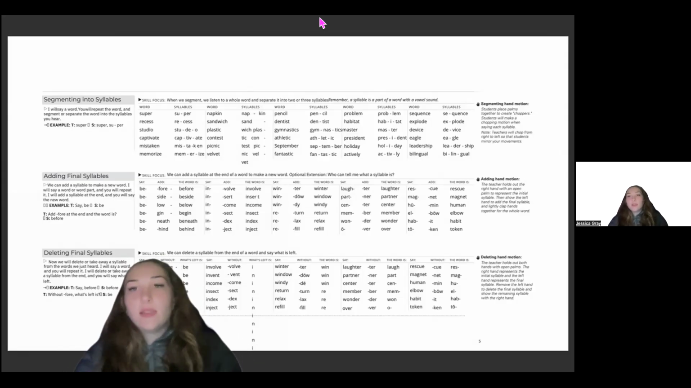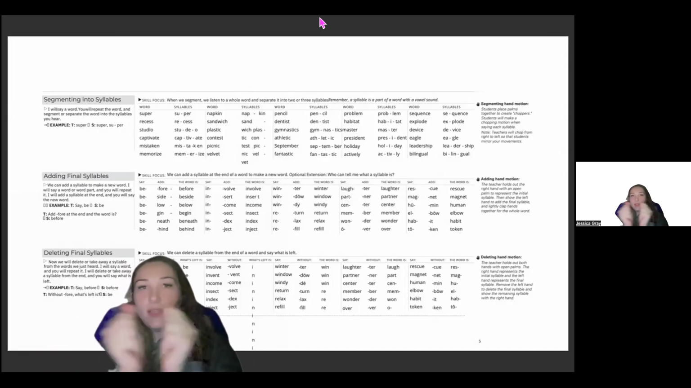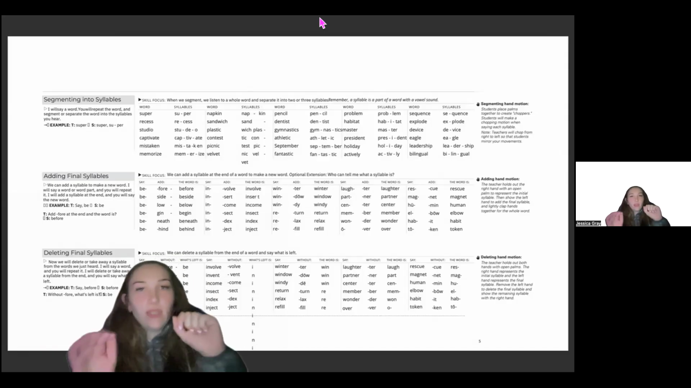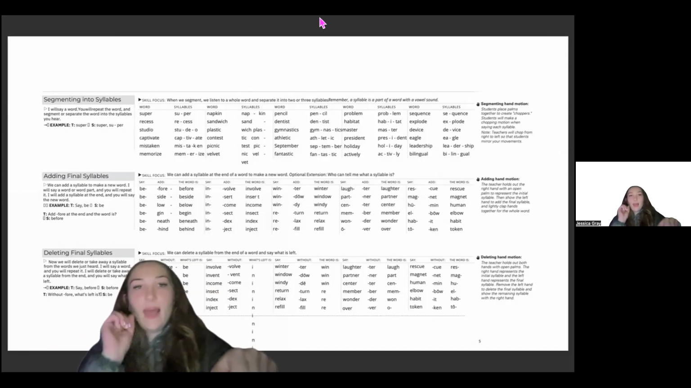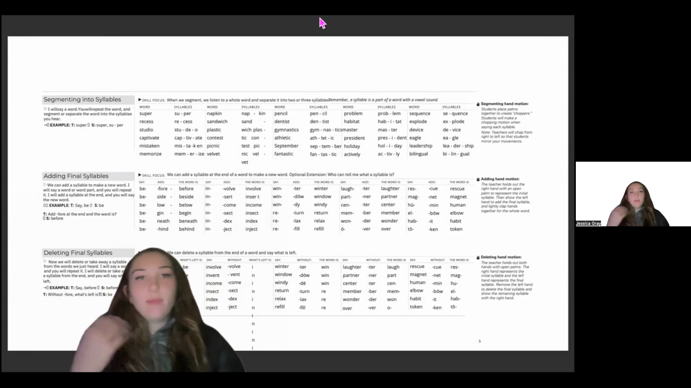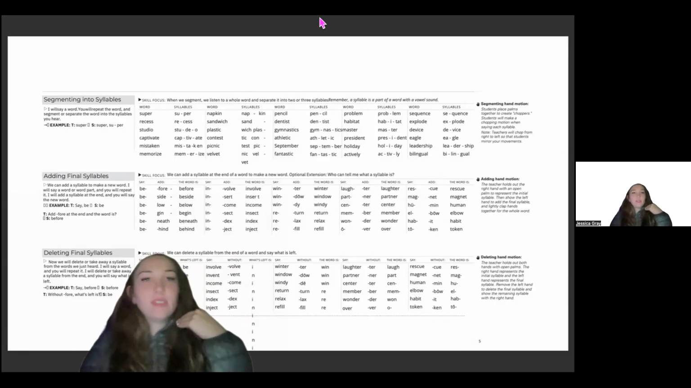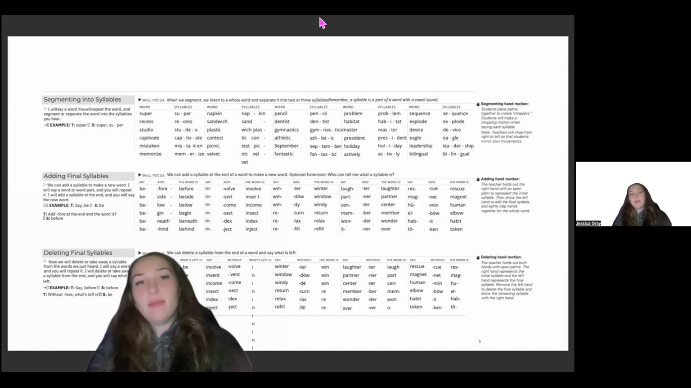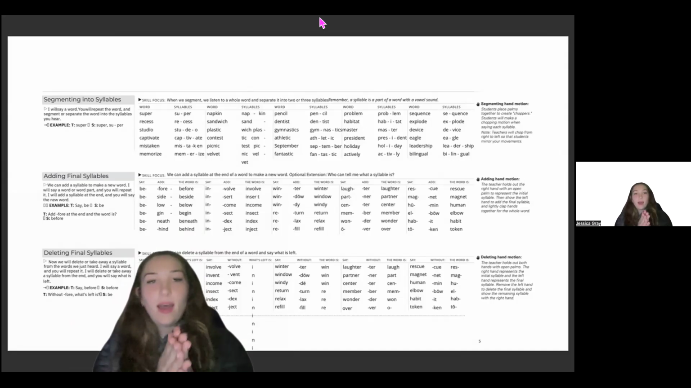And then adding the final syllables, what I would do for this one is put both palms out and then push them together. Obviously it would be opposite, but I would say be, add four, before. Then be, add side, beside. Be, add low, below. Be, add gin, begin. Be, add neath, beneath. Be, add hind, behind.